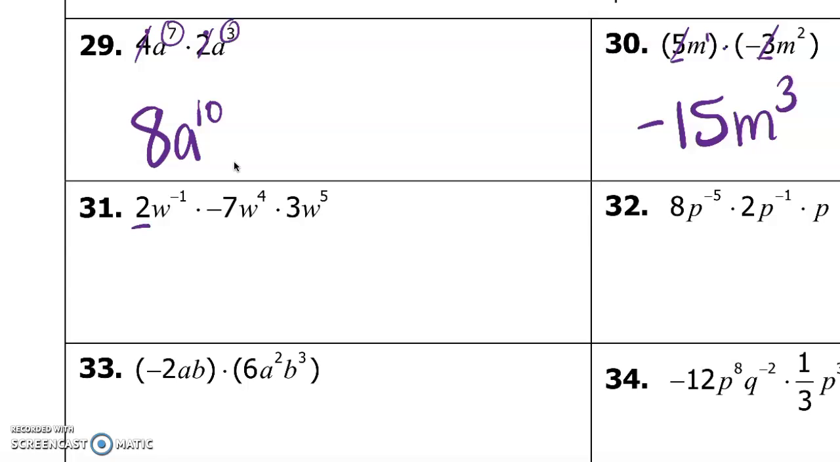31, 2 times negative 7 times 3. That would give us negative 42. So that takes care of our big numbers. W is our variable. Negative 1 plus 4 plus 5 gives us 8. Negative 42 w to the 8th.